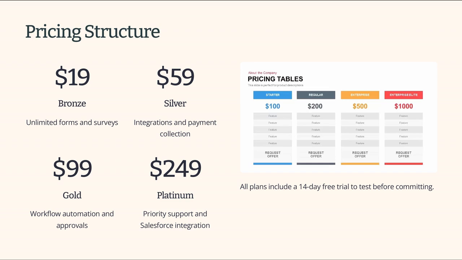The gold plan at $99 per month includes workflow automation and approval workflows. Lastly, the platinum plan at $249 per month offers priority support and Salesforce integration. Each plan comes with a 14-day free trial, so you can test before committing.